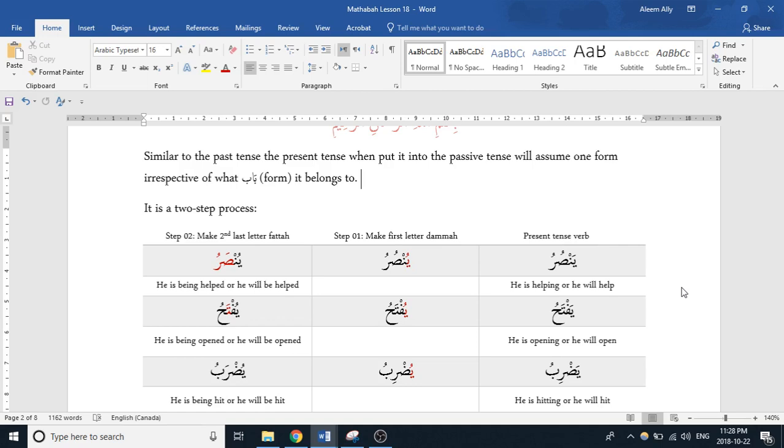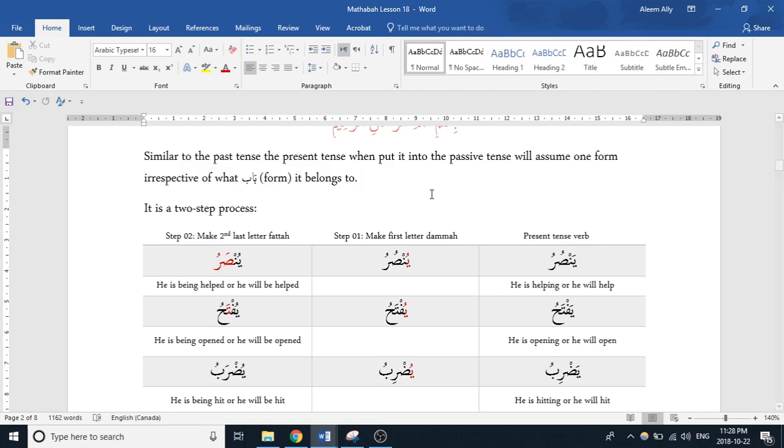So when it comes to the present tense, we're going to explore how to make it passive. How do we take it from being he is hitting to he is being hit, where we no longer know who's doing the hitting, we just know who is being hit? Similar to the past tense, remember for the past tense to make it passive, all we did was take a verb and put it on the pattern of fu'ila.